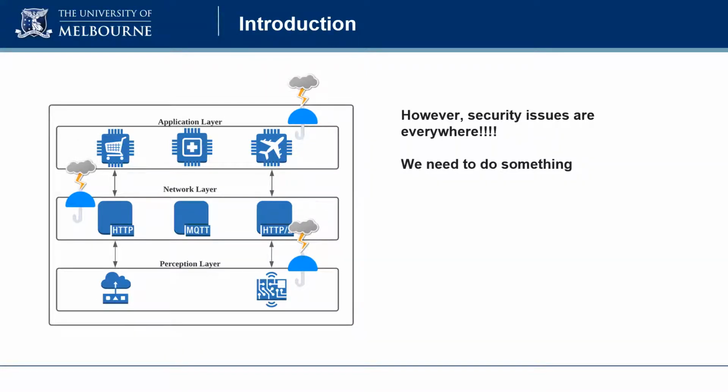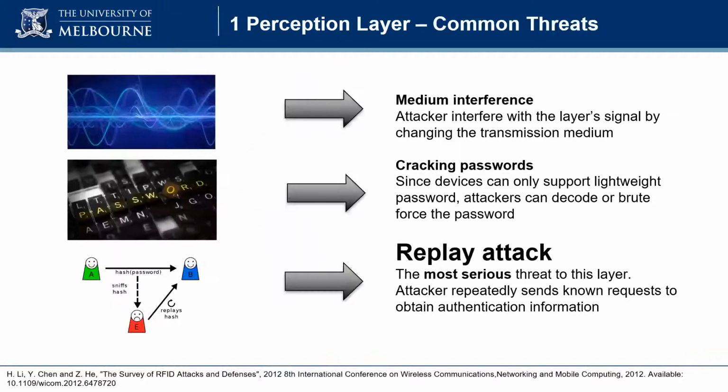Next, I will start with the perception layer and introduce a serious threat and solution. There are really so many threats in the perception layer, such as medium interference and cracking passwords. But today, I will focus on the replay attack, which is the most serious attack for some devices in the perception layer. The attacker repeatedly sends data that has been authenticated to obtain identity authentication. So next, I will introduce a scheme which can solve the problem of replay attacks.